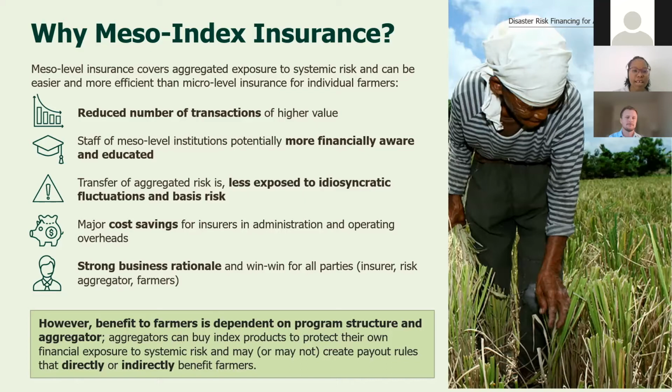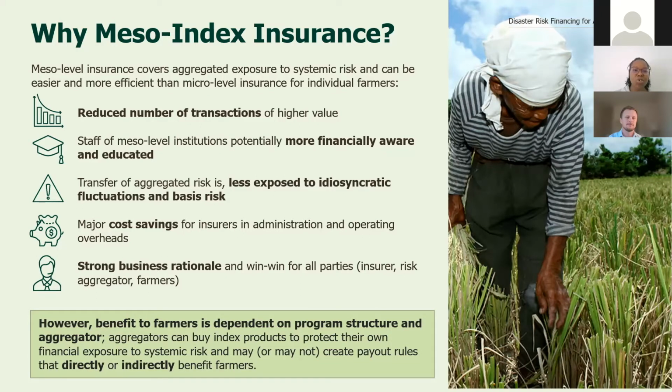And where the efficiencies come from is around the number and the value of transactions. We also see efficiencies in terms of whether the product meets the needs. Staff of meso-level institutions typically tend to have higher levels of financial awareness and education to assess or to ensure that the product that they buy meets their needs and offers them value for money in a way that sometimes is not easy to ascertain at micro level. There are benefits also in terms of basis risk. It tends to be lower at the aggregated level that meso insurance works in. Of course, there are cost savings that we've talked about.